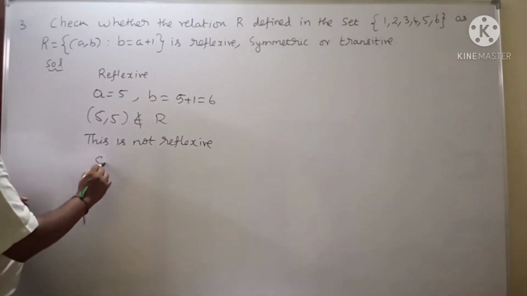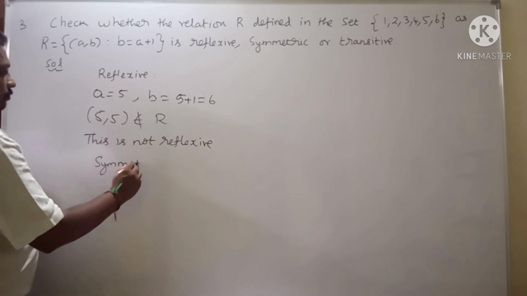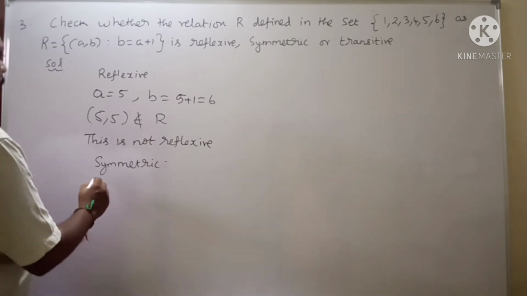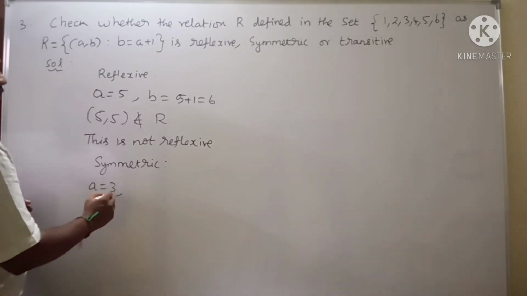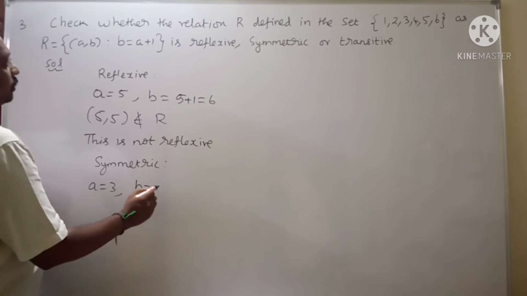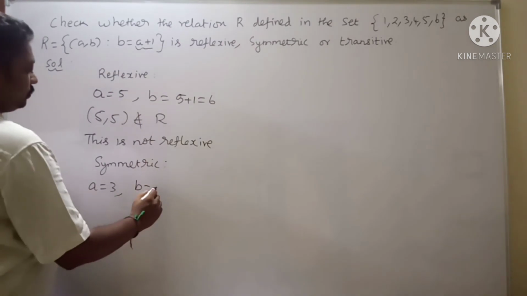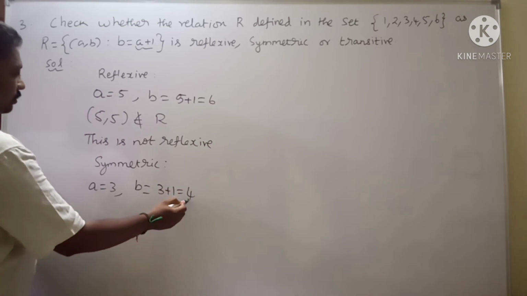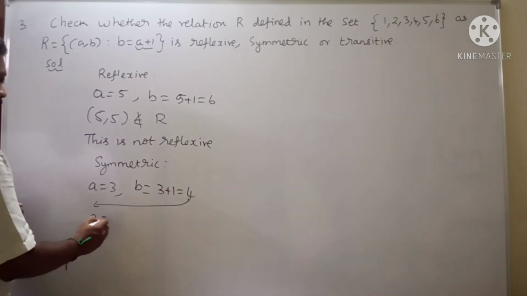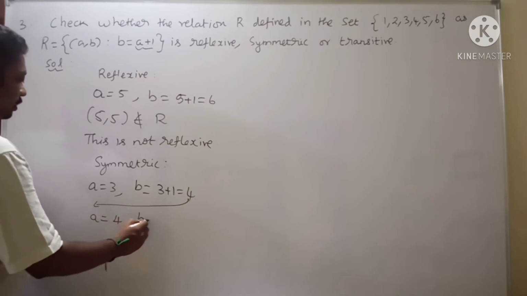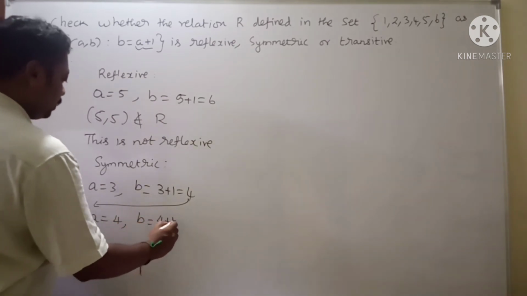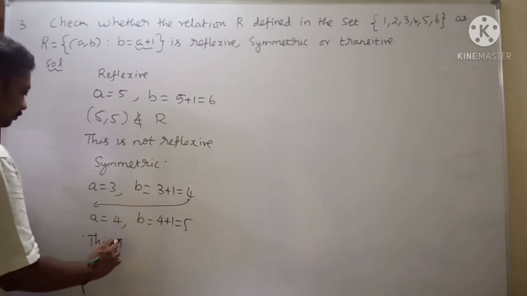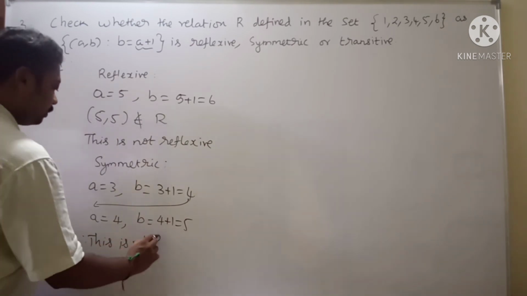So let's check for symmetric. We take a random value. a = 3, then b = 3 + 1, that is 4. Now we substitute a = 4, then b = 4 + 1 = 5. So therefore this is not symmetric.